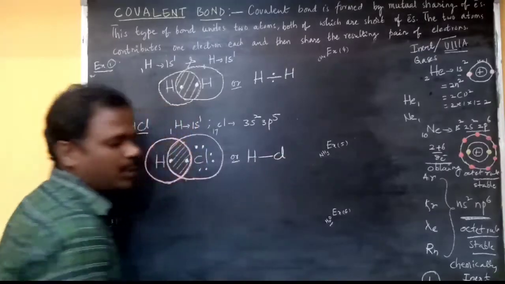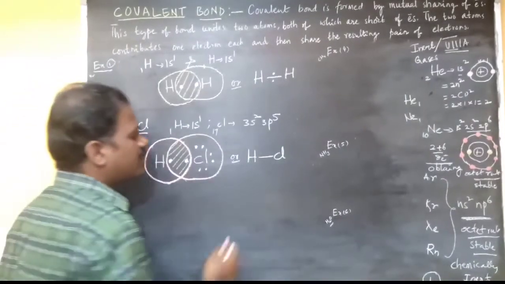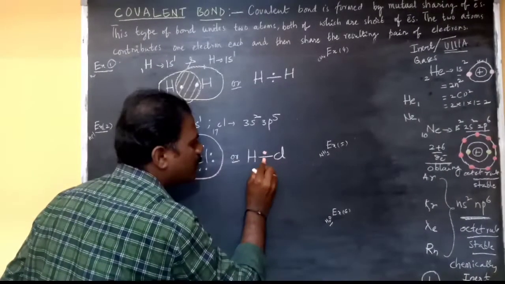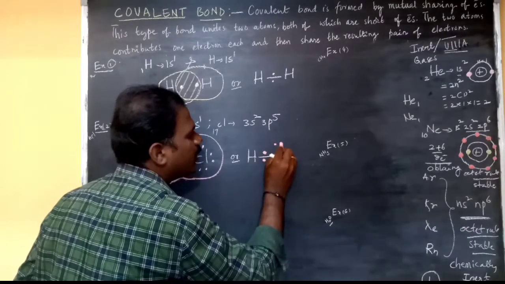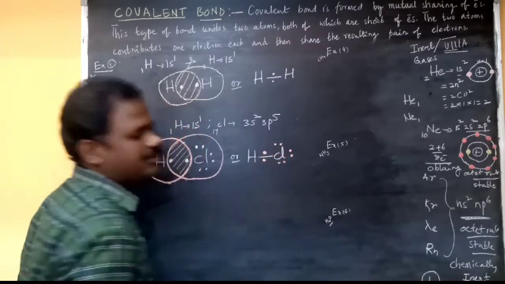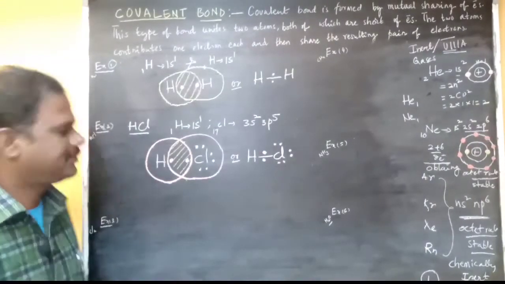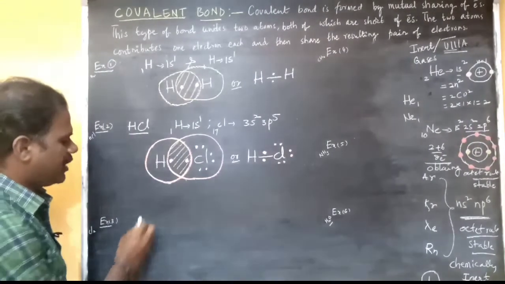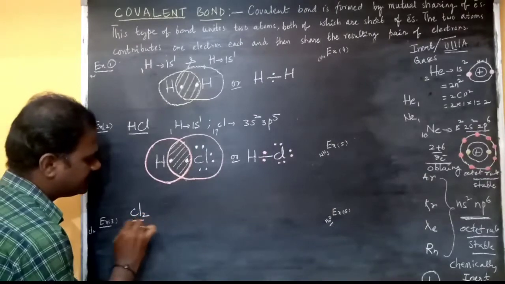Hydrogen, bond, chlorine, and the number of electrons: so 2 bond pair electrons, and chlorine containing 3 lone pairs of electrons. Is it clear? Then, for example, the chlorine molecule.